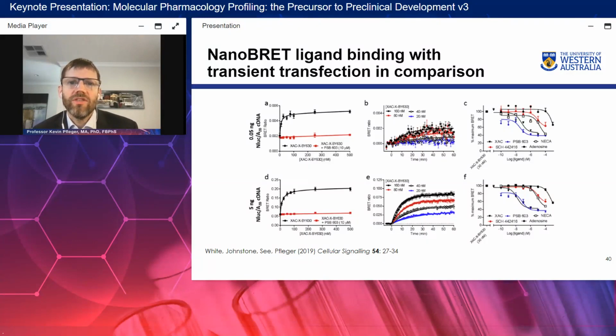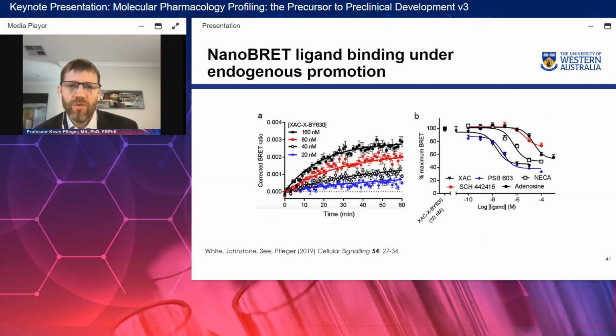But I'd like to draw attention to comparing the 0.05 nanograms, where you've got some quite messy data, with the previous slide, where you have similar expression levels, but because it's CRISPR and you have receptor in multiple cells, you have very nice clean concentration response curves. So illustrating again that CRISPR is the way forward if you want to look at low expression levels.